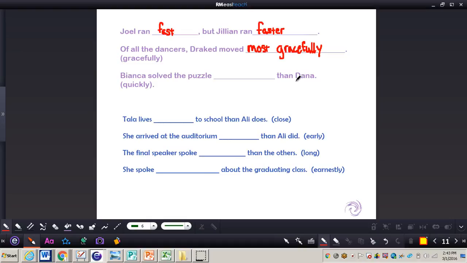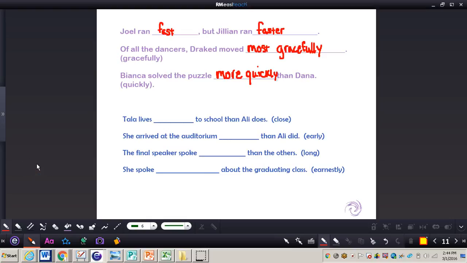Next one, Bianca solved the puzzle more quickly than Dana. And more quickly is talking about how the puzzle was solved. Okay, so solved more quickly.